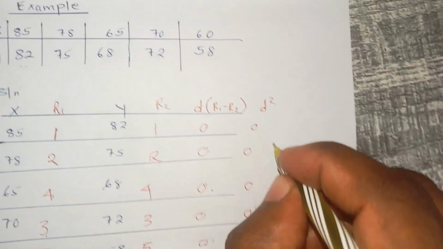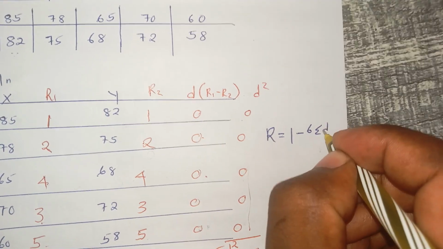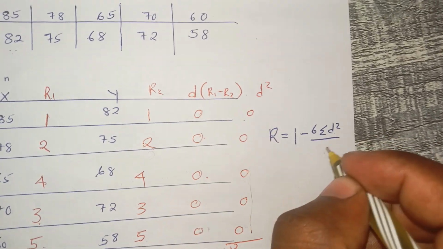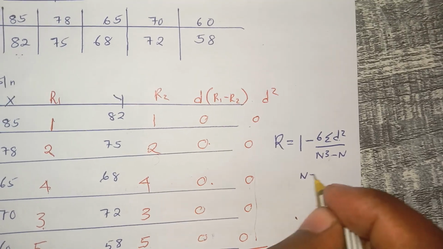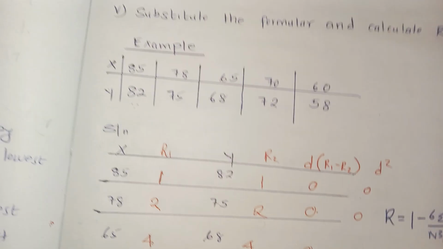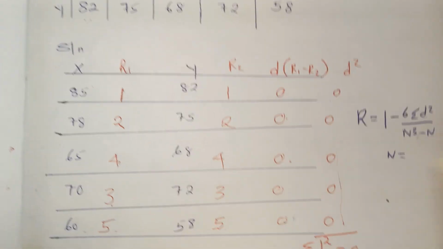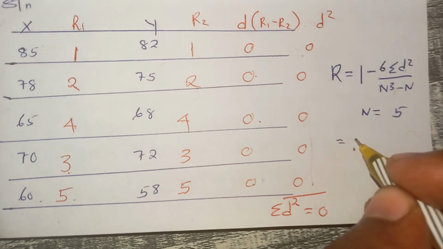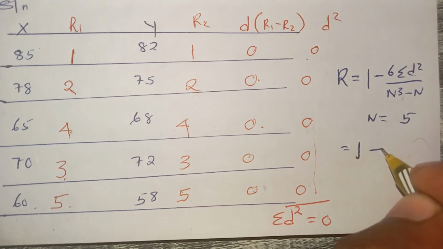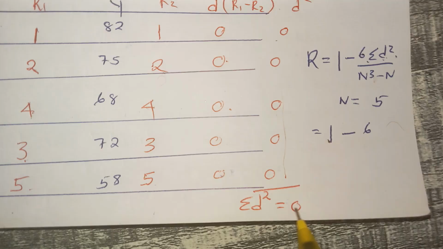Now, after you have done that, you need to apply the formula. I told you that R equals 1 minus 6 summation of D squared, all over n cubed minus n. Remember, our n is the number of observations. In this particular case, we have 1, 2, 3, 4, and 5, so our n is 5. So we are going to apply the formula. We have 1 minus 6. Remember, the summation of D squared is 0.